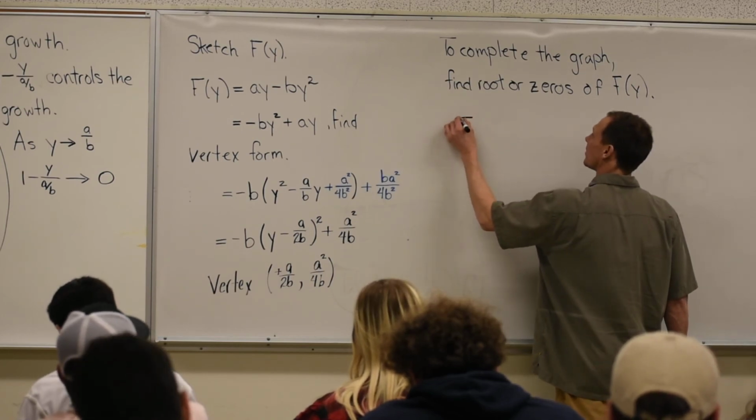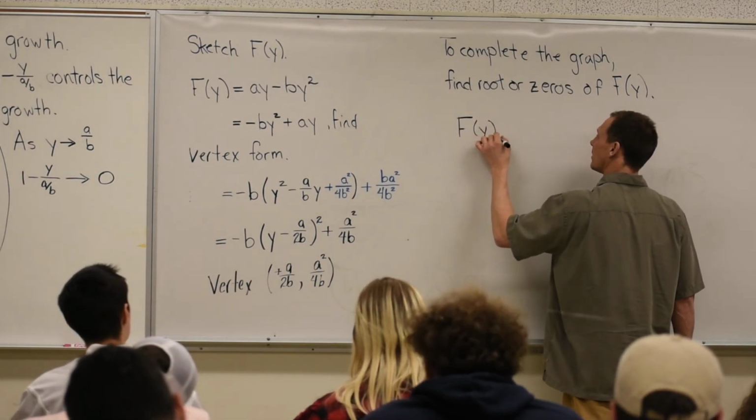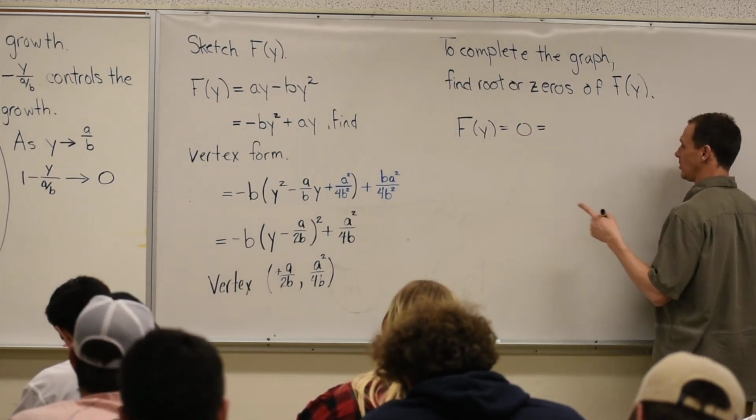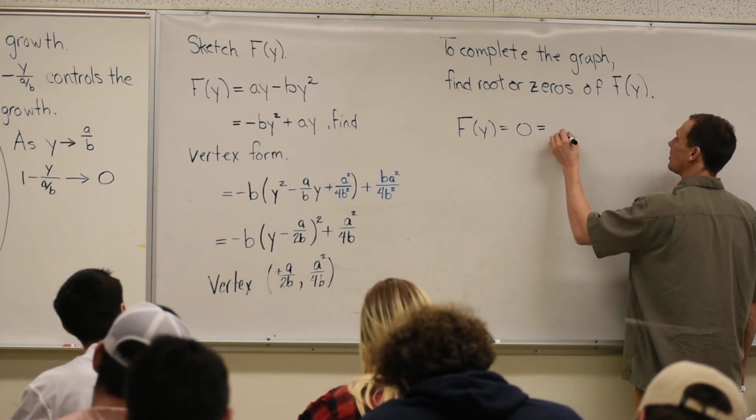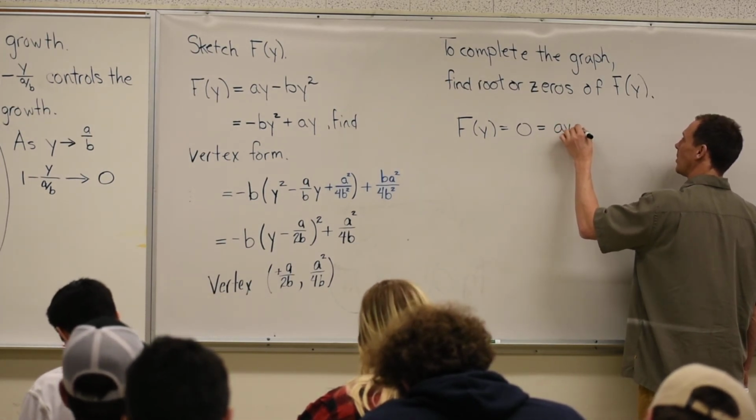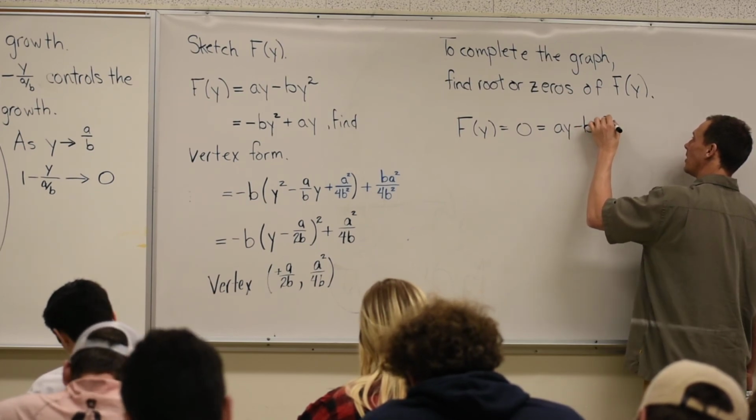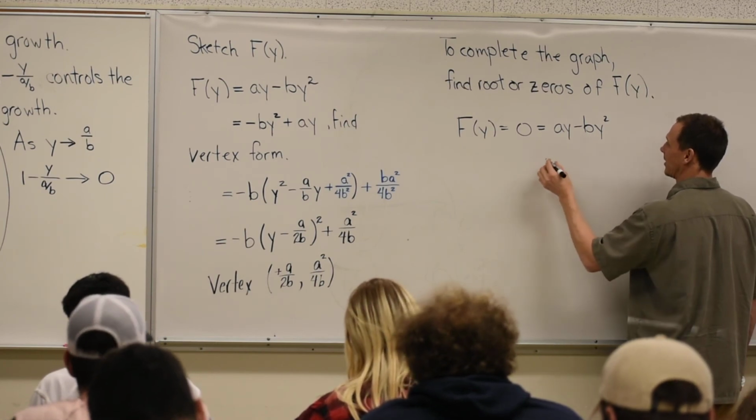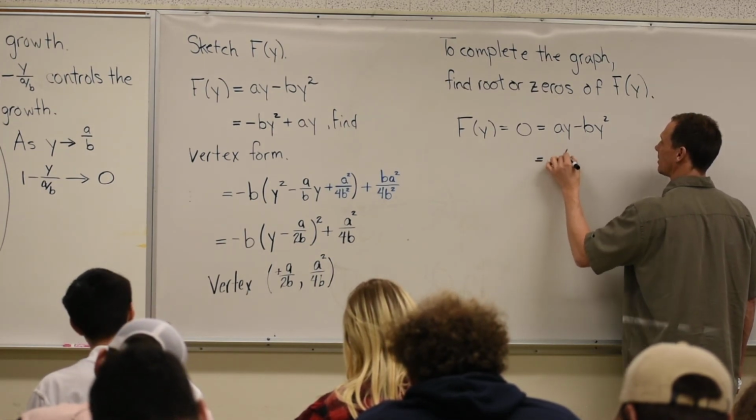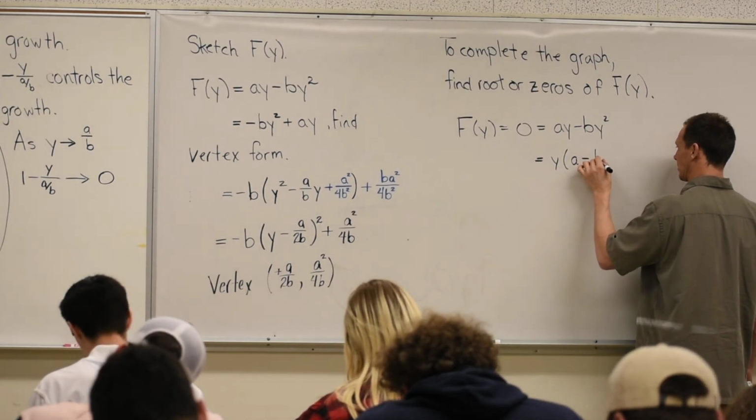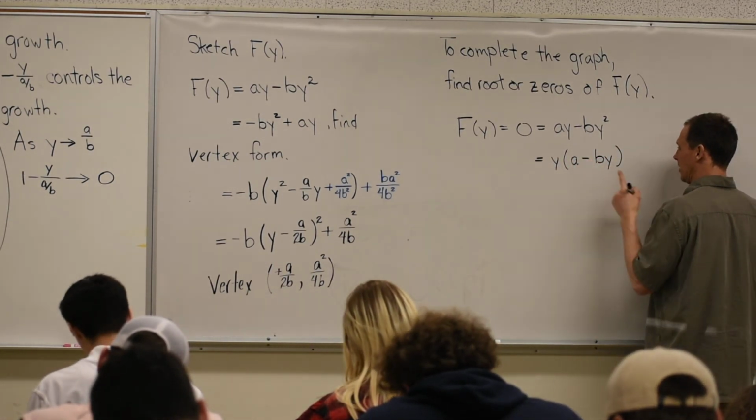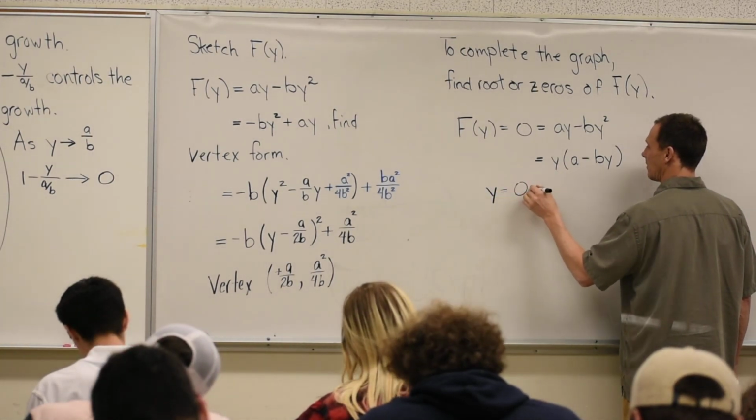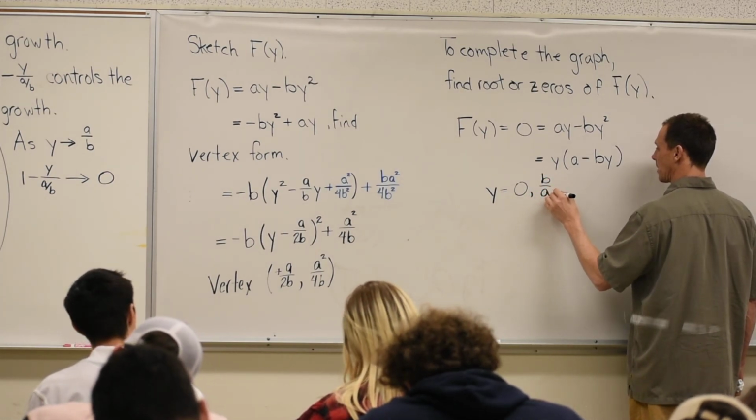So f of y equals 0. I'm going to go back. You can use any of these. You can use the vertex one. You can use the original form. I'm going to use the original, a times y minus b times y squared, and I'm going to factor that as y times a minus b y. Set each one to 0 and solve. And so it looks like my roots are 0 and a over b. And now we can go.